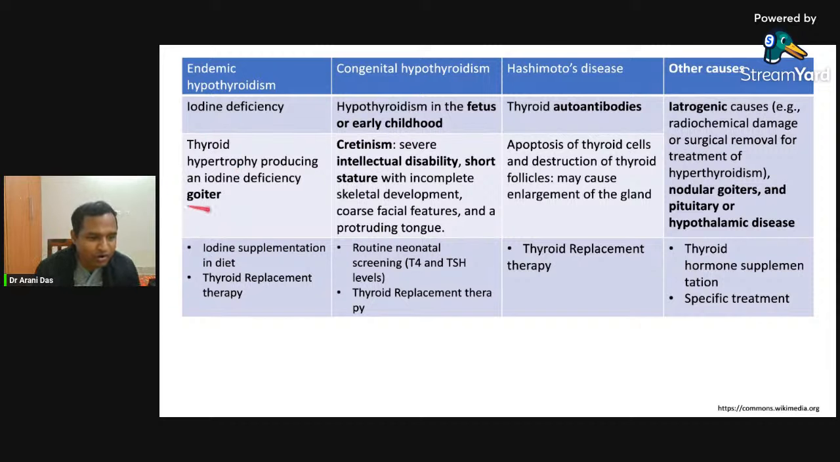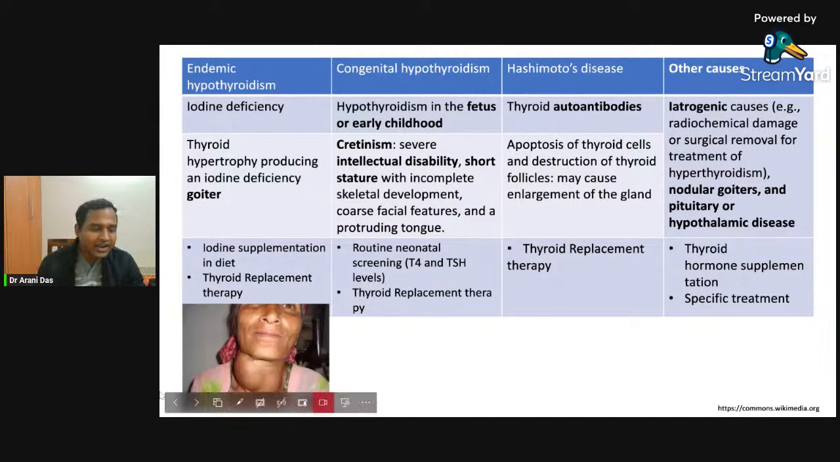So that is also called iodine deficiency goiter, and the treatment is iodine supplementation in the diet and thyroid hormone replacement therapy, or thyroxine, is given. Iodine supplementation is one of the national programs by the government of India, so that we got iodized salt, and iodized salt drastically decreases the disease condition, and the Indian scenario is improving now.